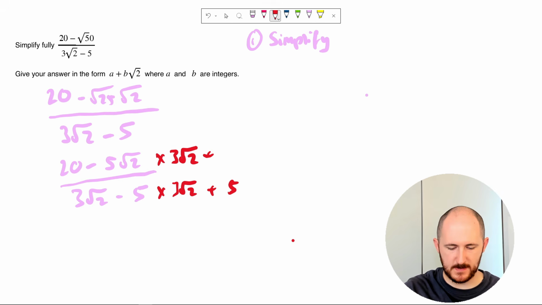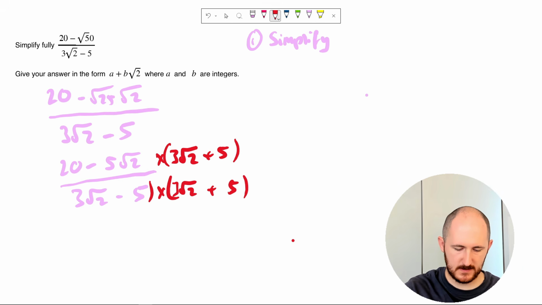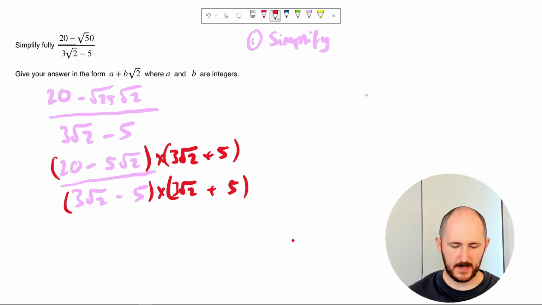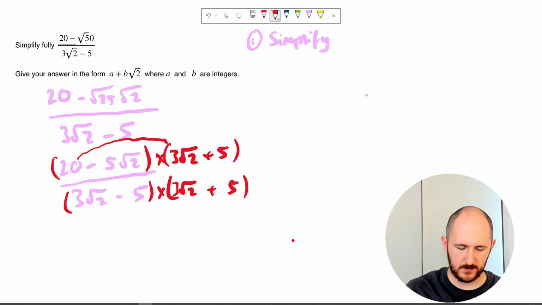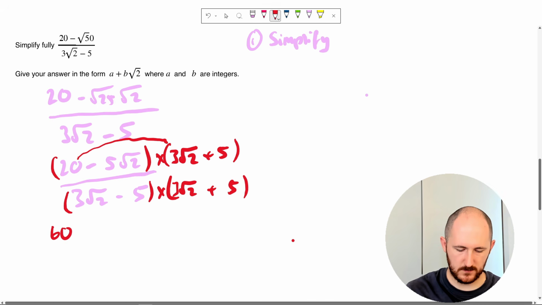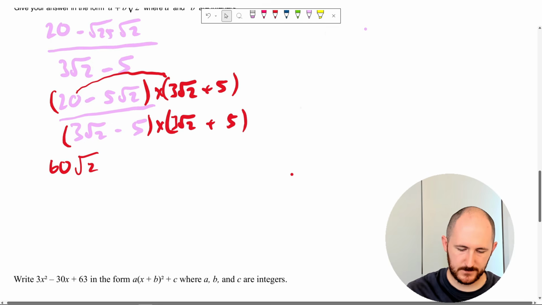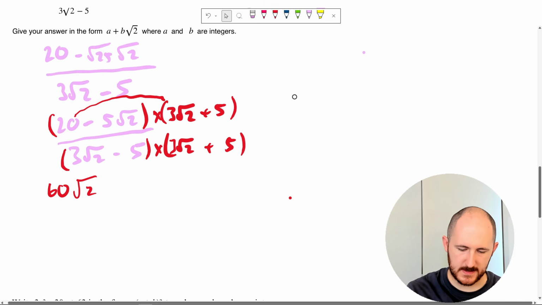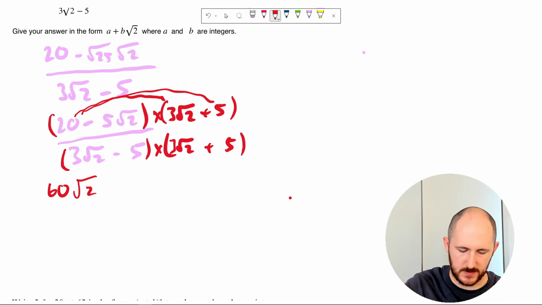And then all this is basically just expanding double brackets, because we can put the brackets like this and we can work it out. So the first thing we have is 20 times 3 root 2, which is of course 60 root 2. And in fact, let's scroll down a little bit. So we have 60 root 2. Then we have 20 times 5, which is of course 100. Then we have minus 5 root 2 times 3 root 2, so that's going to be minus 15.